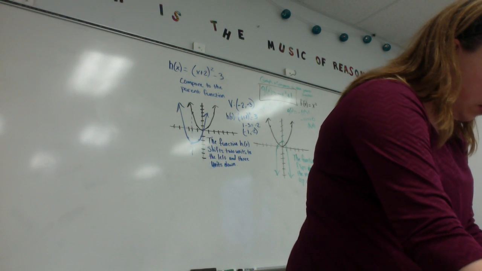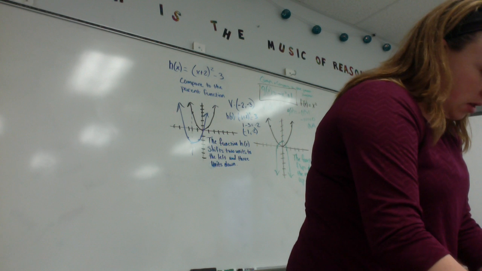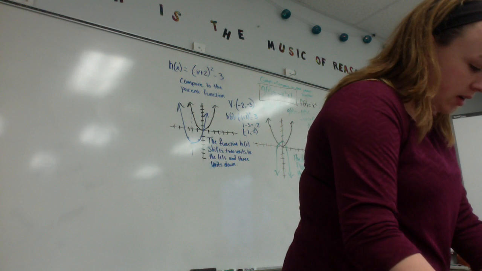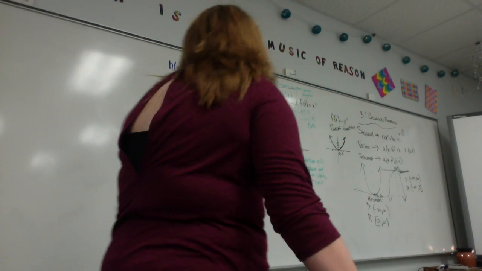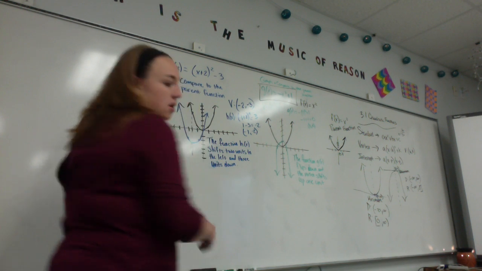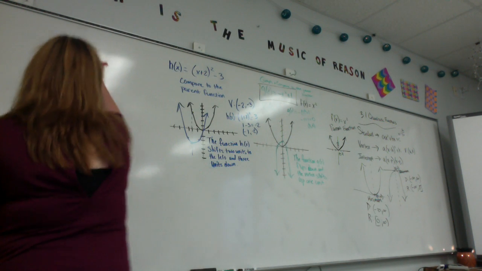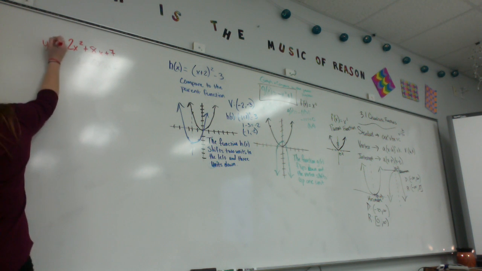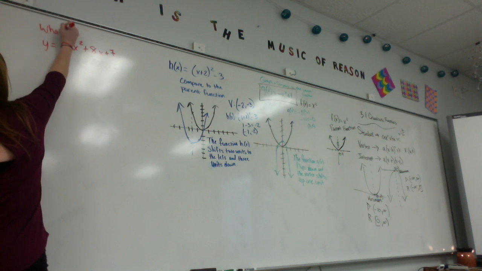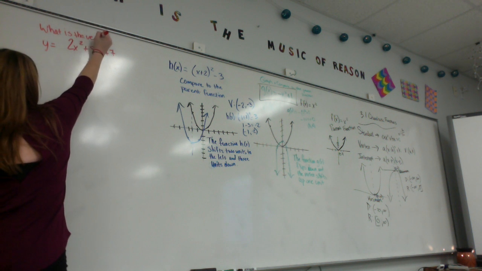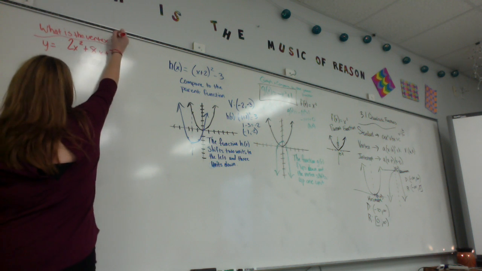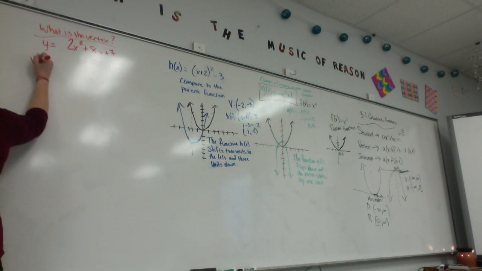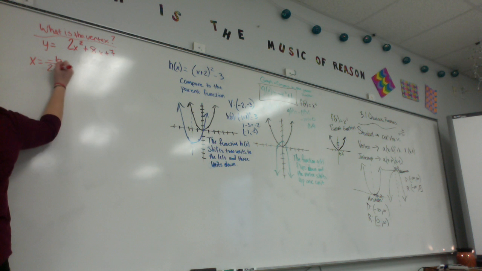So let's see here. Let's talk about how to identify the vertex of a quadratic function when it's in standard form. If you have an equation that says y equals 2x squared plus 8x plus 7, and they want to know what is the vertex. Okay, this is in standard form. When it is in standard form, you have to find the x of the vertex, you have to take the opposite of b over 2a.